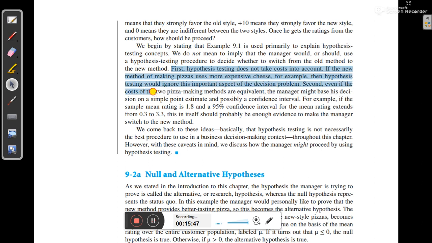Second, even if the costs of the pizza making methods are equivalent, the manager might base his decision on a simple point estimate and possibly a confidence interval. For example, if the sample mean rating is 1.8 and the 95% confidence interval for the mean rating extends from 0.3 to 3.3, this in itself should probably be enough evidence to make the manager switch to the new method.